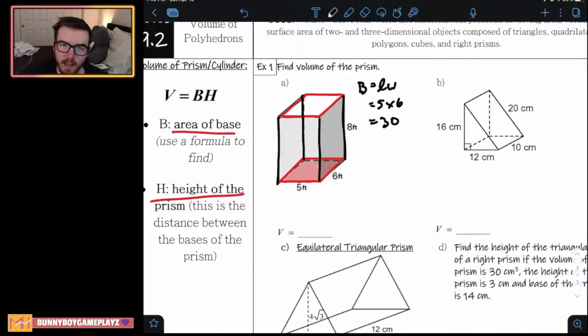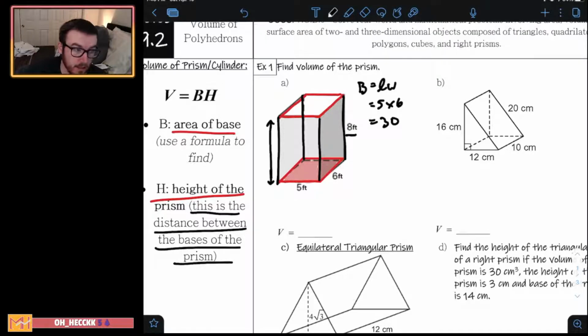And what is the height of the prism? It's very clearly labeled for us, height being the distance between the bases. Height isn't always measured vertically. Keep that in mind. And you'll see why in a moment. So we found the area of the base, and we multiply that by the height of the prism, and we get 240 feet squared.